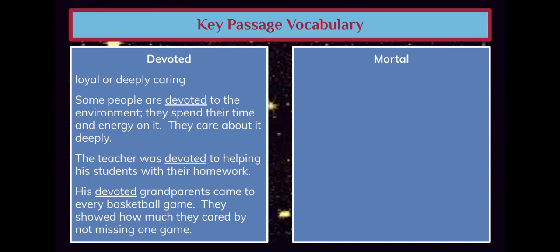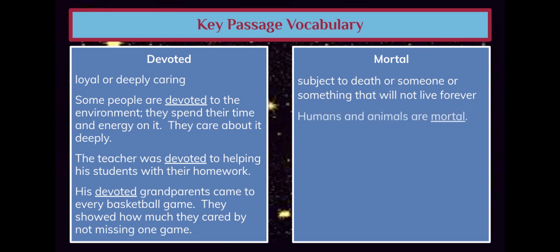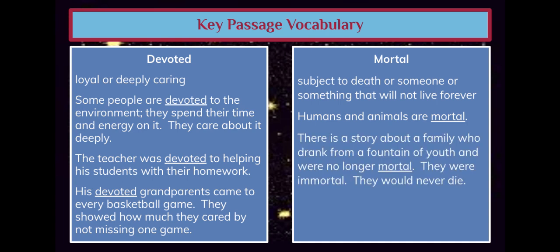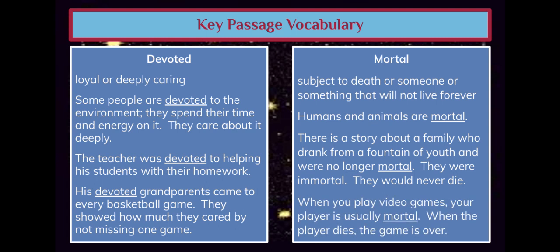Let's read the next word together. Mortal. Mortal means subject to death, or something that will not live forever. What word do we use to describe someone or something that will die? Humans and animals are mortal. There is a story about a family who drank from a fountain of youth and were no longer mortal. They were immortal. They would never die. When you play video games, your player is usually mortal. When the player dies, the game is sometimes over.